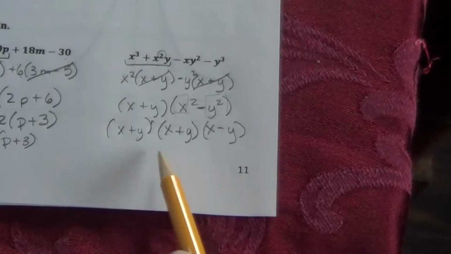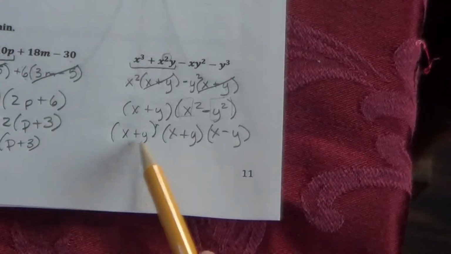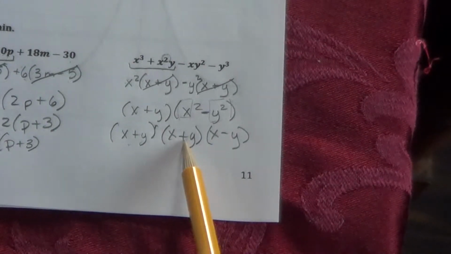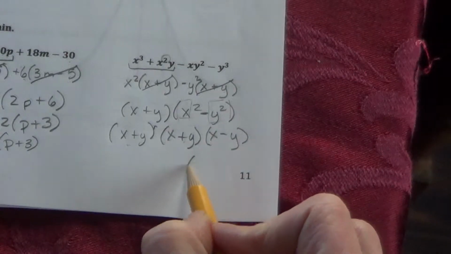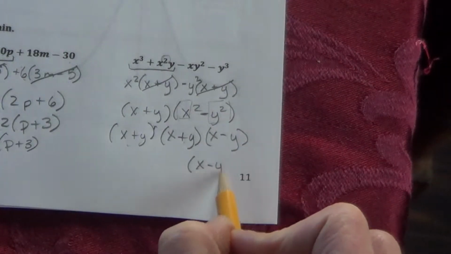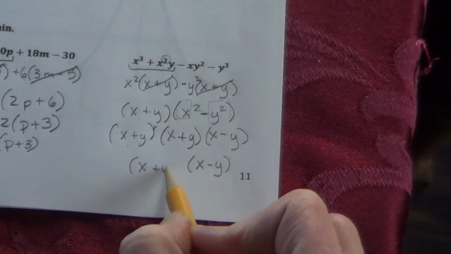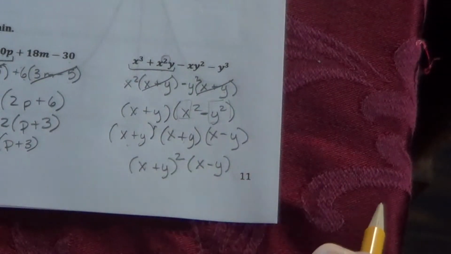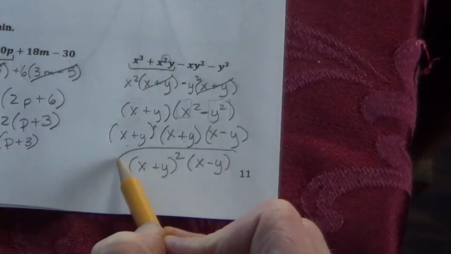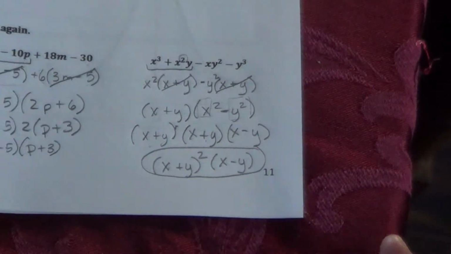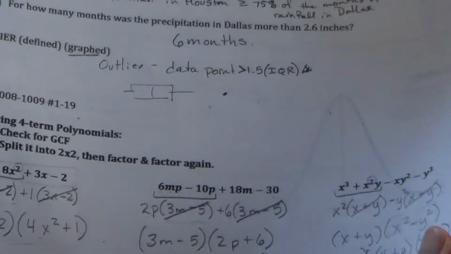And now we look at our answer and we notice we have an x plus y and an x plus y. Well, how could we write that so that it's a little bit neater? If you said by squaring it, then you were exactly right. And that would be our final answer to that factoring problem. Okay, that's the bottom of page 11.